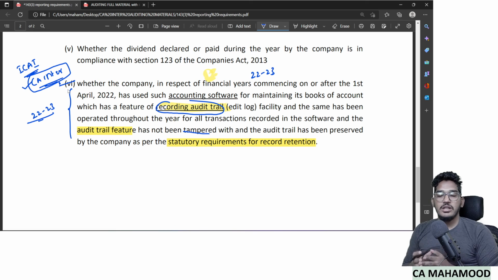So these are the reporting requirements under 143 subsection 3 clause J. Very important. Why? Because it contains all the recent amendments. High chances of getting tested in the examination.